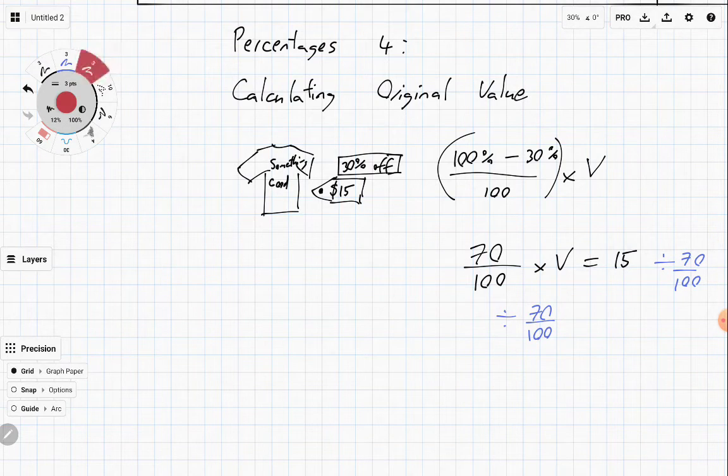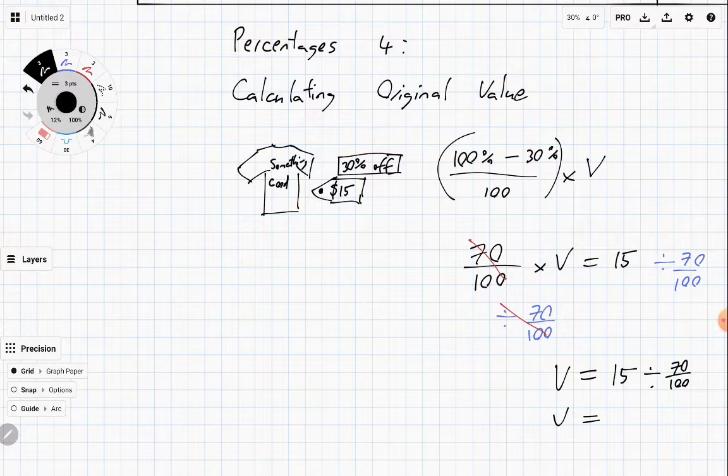Alrighty. By design, these two things cancel on the left-hand side. So all I'm left with is V on the left, and on the right I get 15 divided by 70 over 100. And you go, well, what's that? Calculator knows. So into your calculator, and you can work it out right now. If you've done it correctly, you should be getting $21.428. So we're going to round that up to 43 cents.